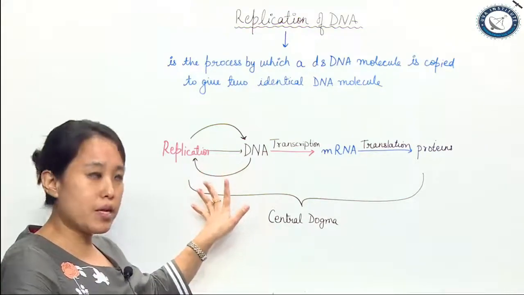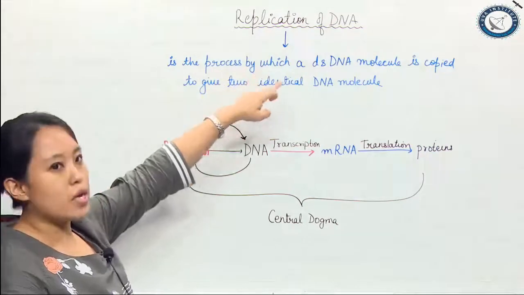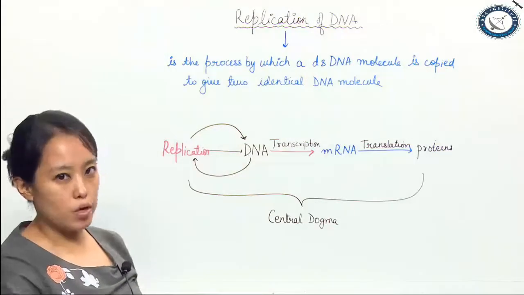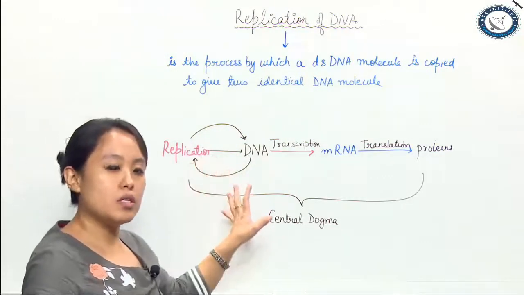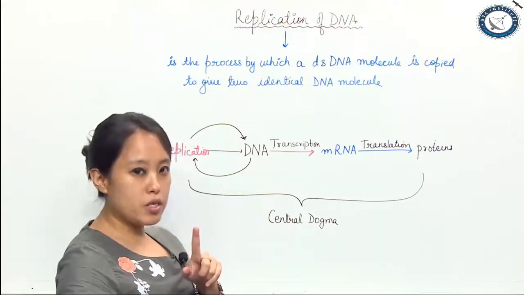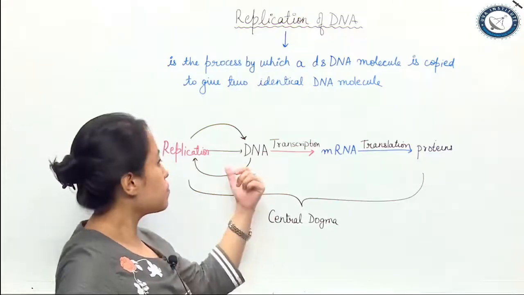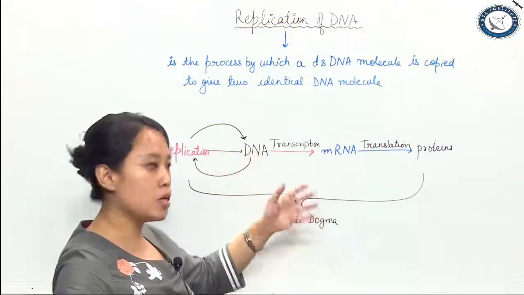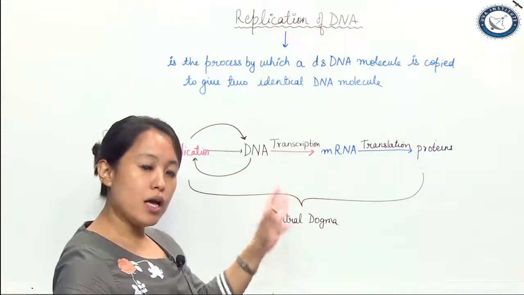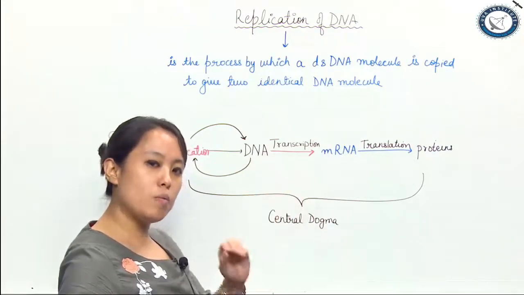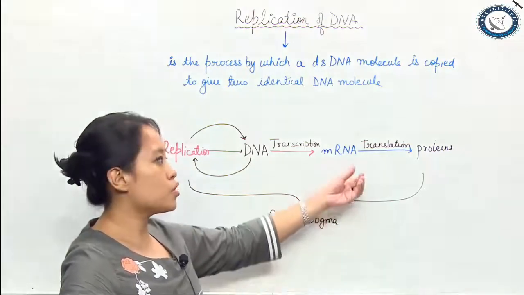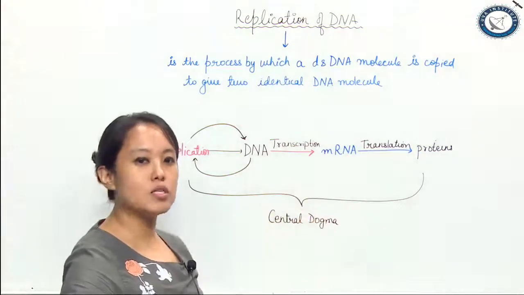Replication of DNA means the process by which a double-stranded DNA molecule is copied to give two identical DNA molecules. Okay. So now they have two identical DNA molecules: from one double-stranded DNA I got two identical DNA copies. Once replication happens, transcription to get mRNA happens inside the nucleus. Okay, and once it is done, mRNA will move out of the nucleus to the cytoplasm to do the process of translation, by which proteins are made.